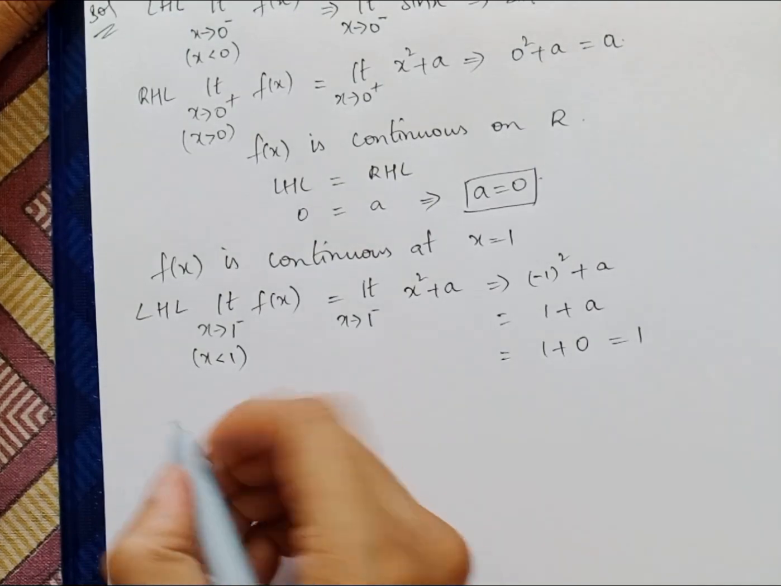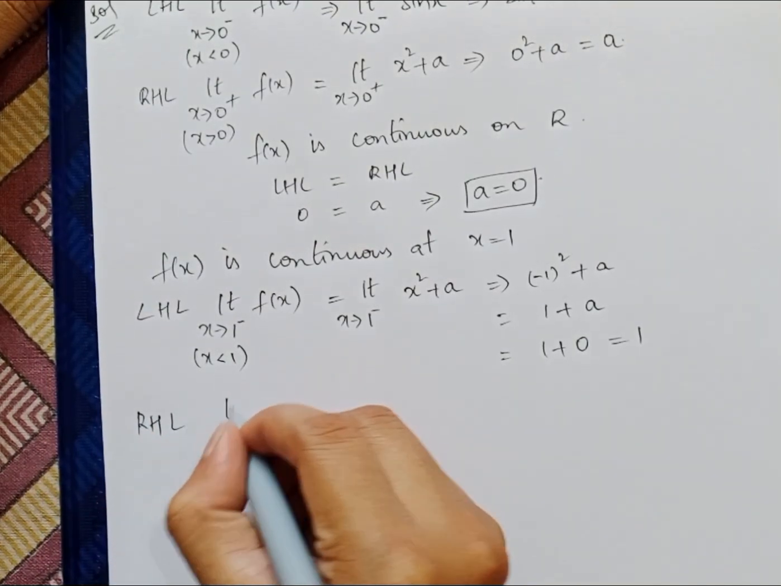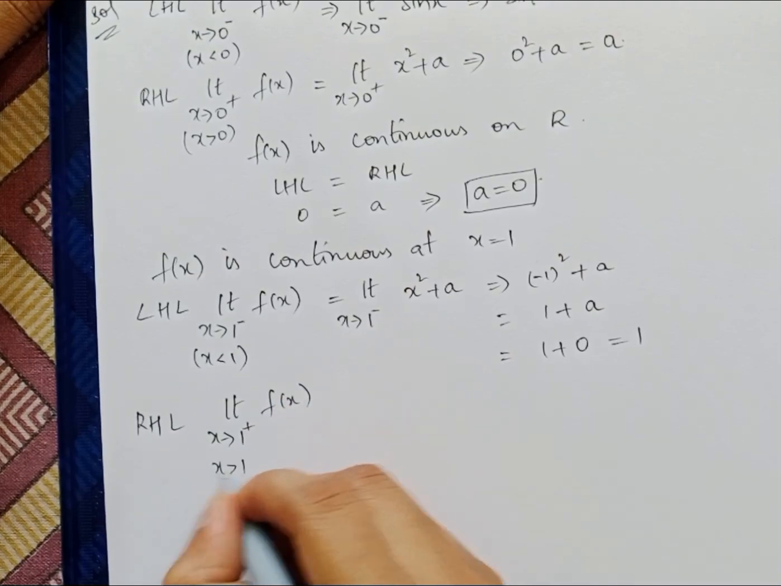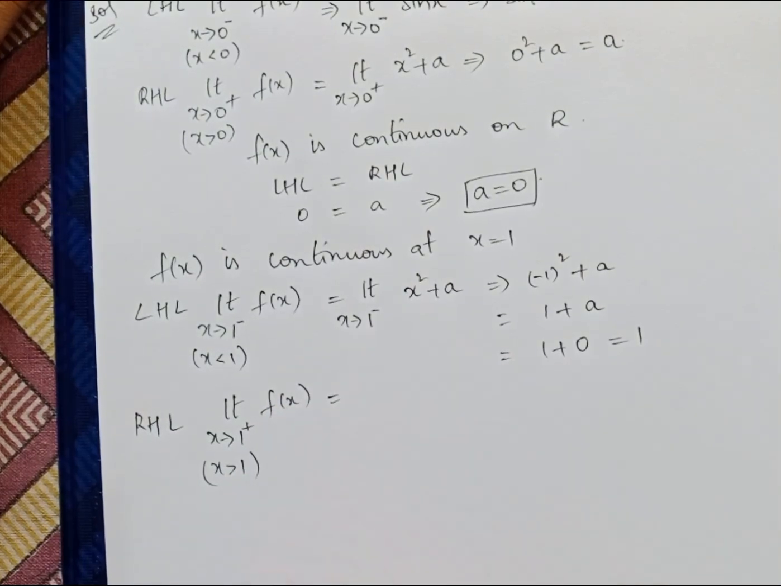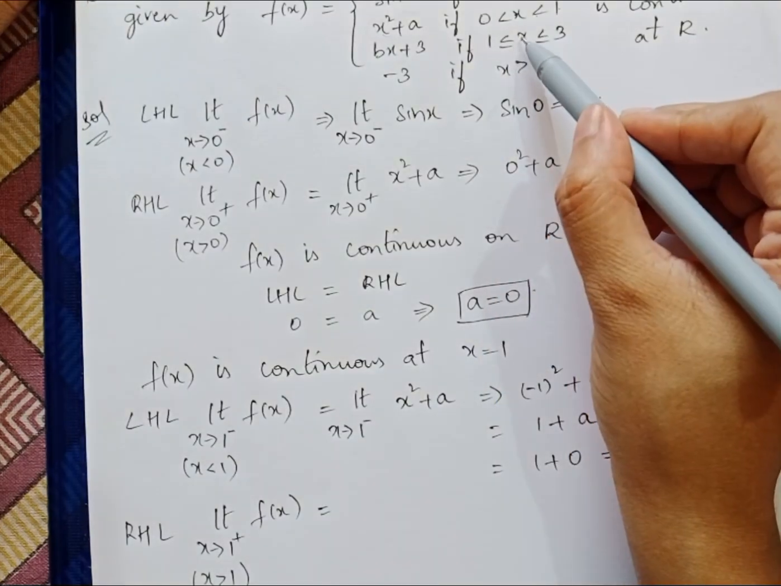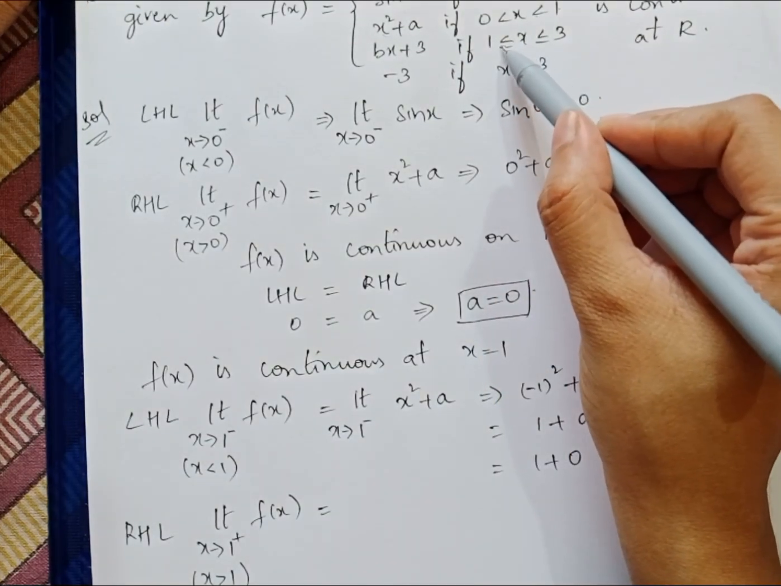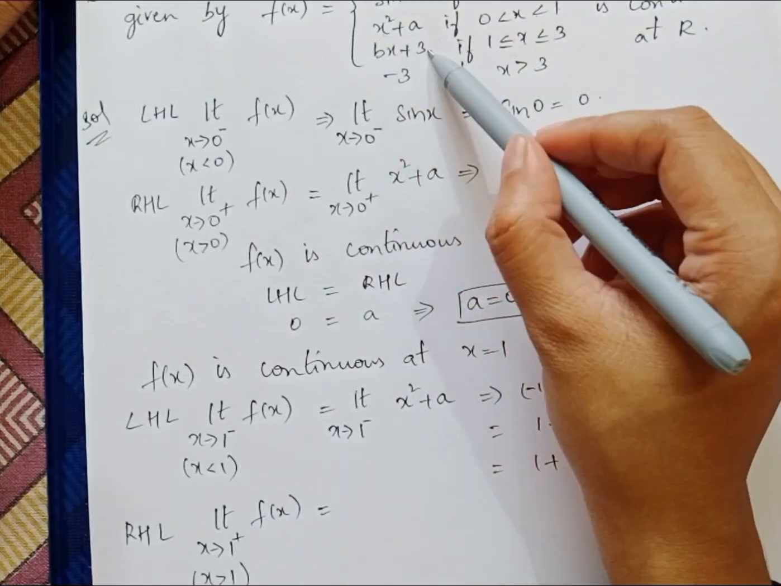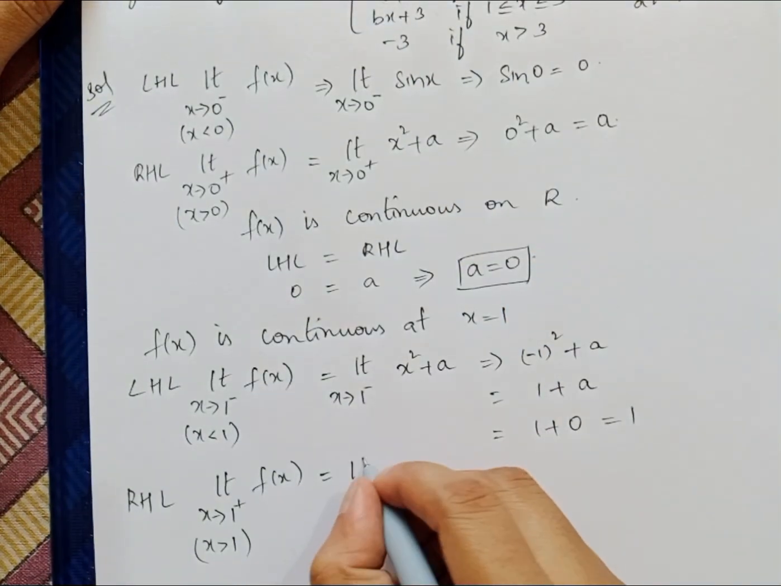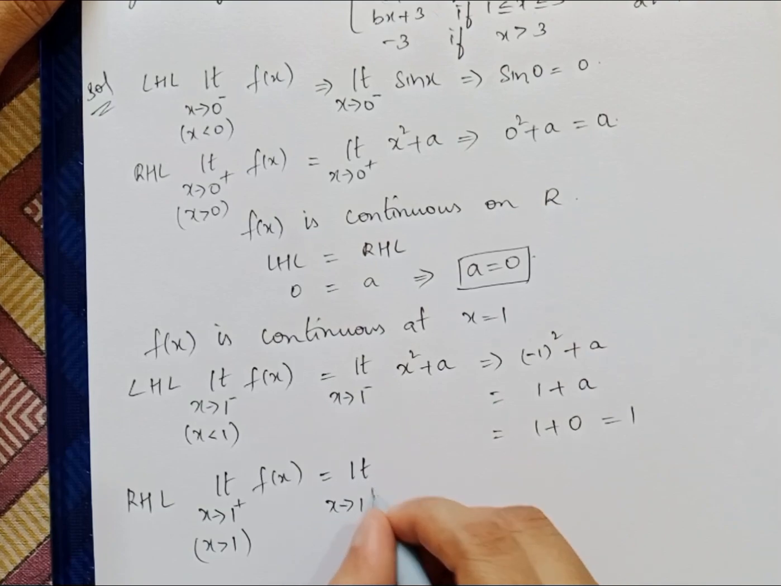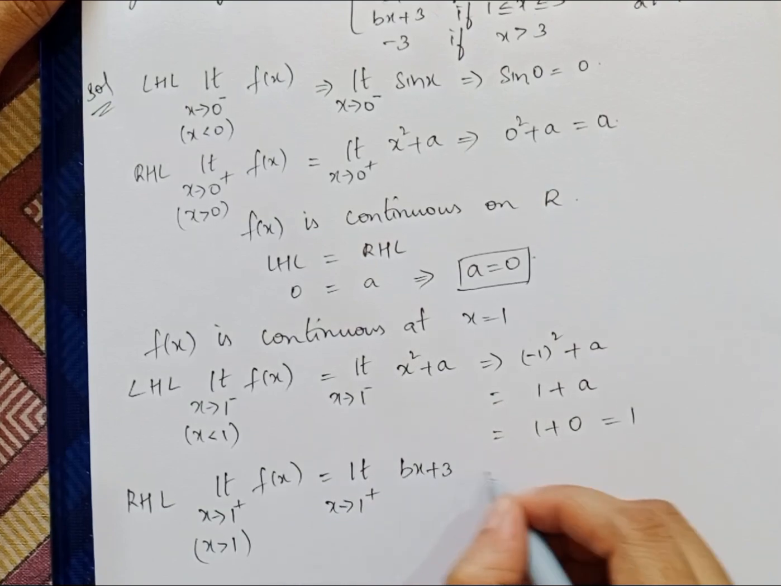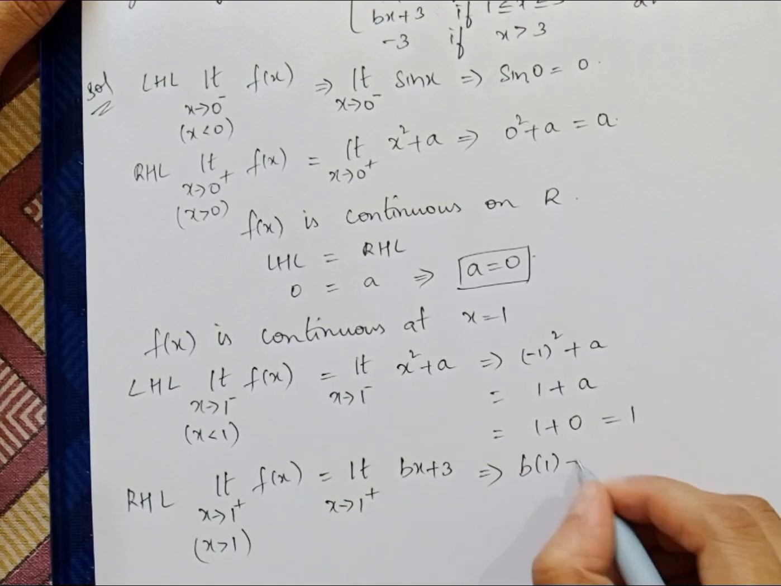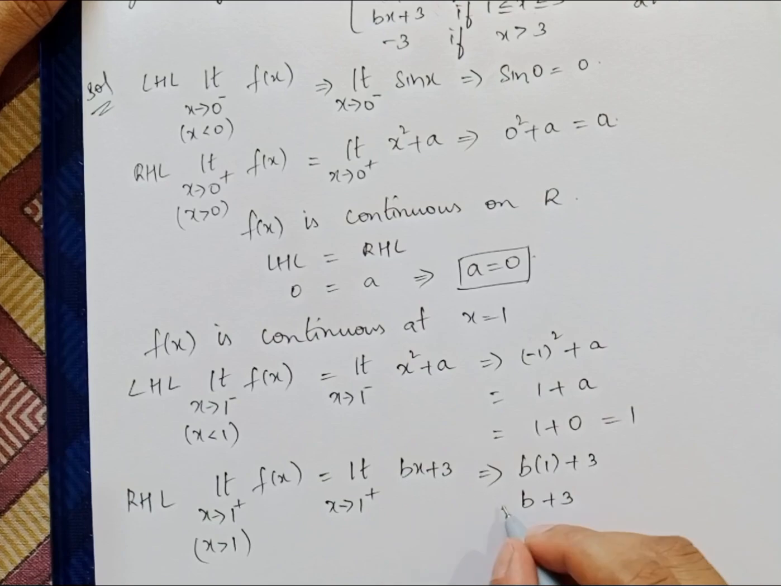Now solving for the right hand limit. Limit x tends to 1 positive of f of x, where x is greater than 1. The condition is x is greater than or equal to 1 and less than or equal to 3, so our function is bx plus 3. We substitute: limit x tends to 1 positive of bx plus 3. Substituting the value of x as 1, b into 1 plus 3 will be b plus 3.